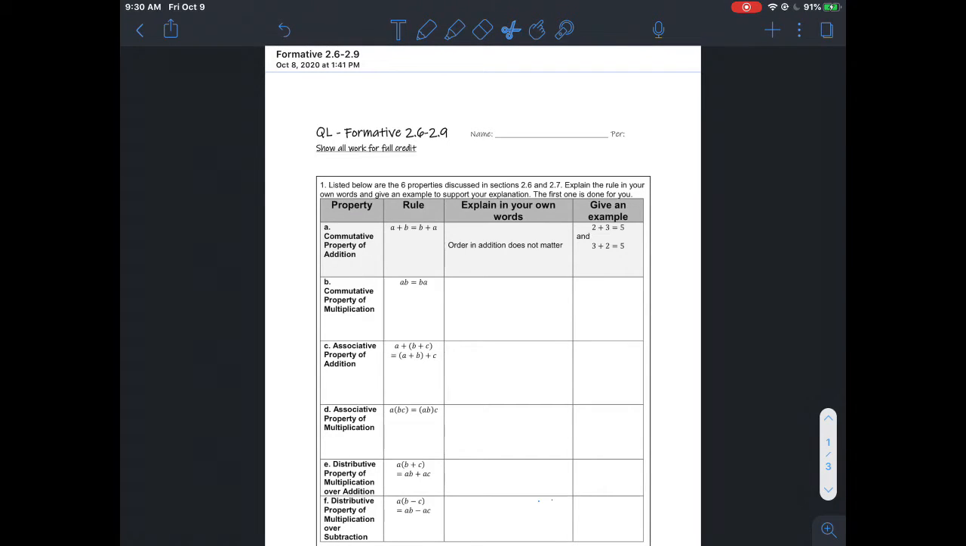Most of these you already know, and it should be pretty common sense. It shouldn't be too much of a struggle. We're remote, so obviously you can use your book to answer these. It's not like I'm keeping it a secret from you.